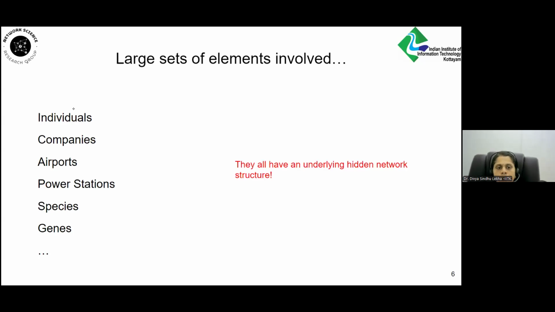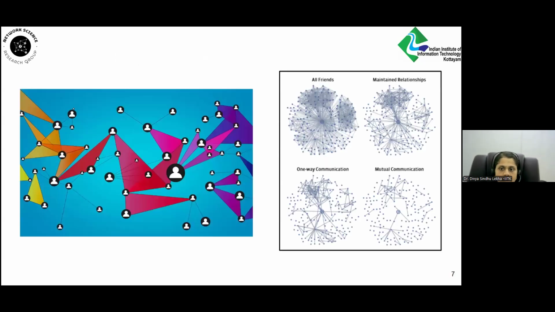The very important aspect here is that whatever the number of elements involved, we could always find some hidden network structure. We will see in depth what we mean by this underlying hidden network structure. Now we'll come to the example of a social network.